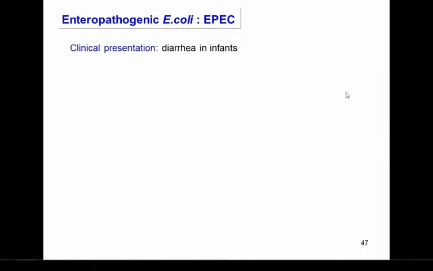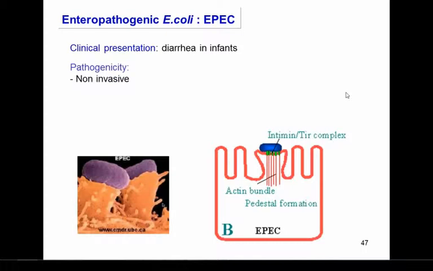Enteropathogenic E. coli. So what's happening here? It causes diarrhea in infants. First step is adhesion. Firstly by a fimbrial adhesin, and then very, very tight attachment by this intimin adhesin. So the bacterium really sticks onto the surface of your enterocytes.